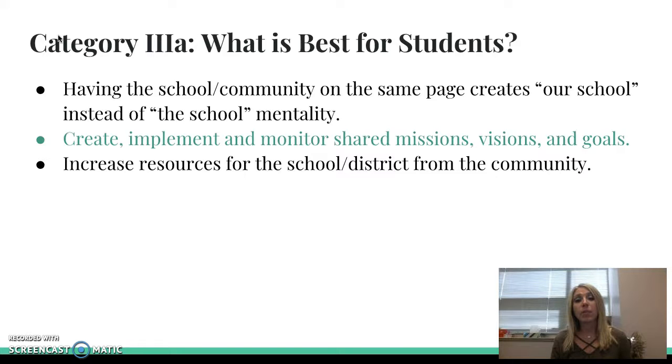Once you have that relationship built, then you can have the community and the parents involved in the creating, the implementing, and the monitoring of these shared missions, visions, and goals that will help students achieve. And it increases resources for both the school district and the community if they can have a mutually beneficial relationship with each other.